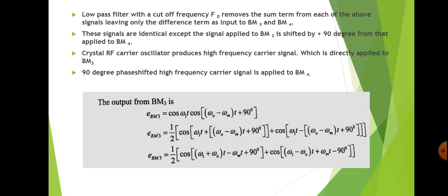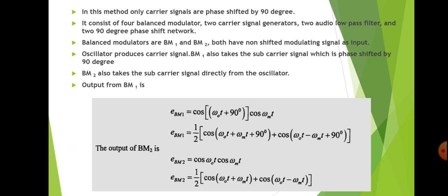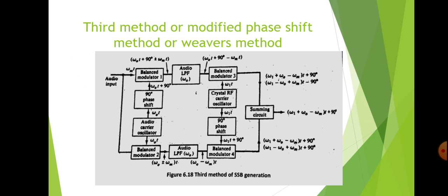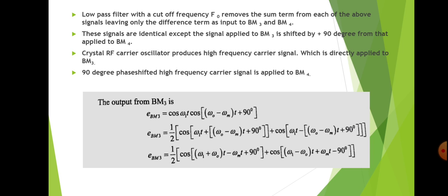And these signals are identical except the signal applied to BM3 is shifted by plus 90 degrees from that applied to BM4. See, in the block diagram you can see that at the output here this is plus 90 degrees, but here there is no phase shift, that is omega 0 minus omega m t, but here omega 0 minus omega m t is phase shifted by plus 90 degrees. That is what they are saying.